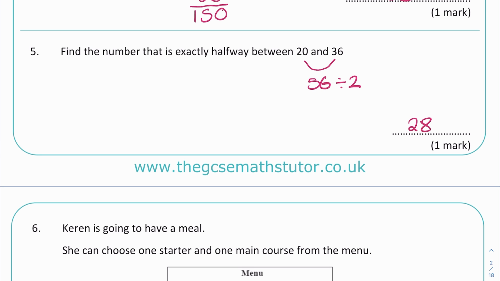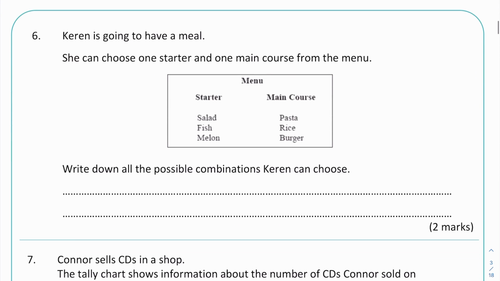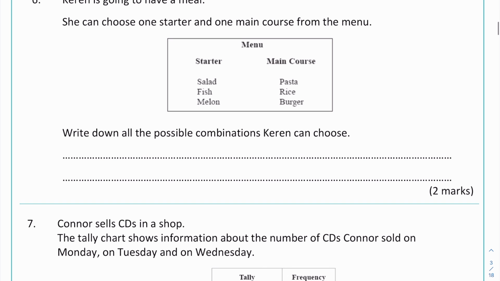So there we go. On to the next question, we have some combinations. So it says Karen is going to have a meal. She can choose one starter and one main course from the menu. Write down all the possible combinations Karen can choose. Now when doing these, it is okay to use the letter at the start. So when I'm writing salad for the starter, I'm also going to write P for pasta. So SP is absolutely fine for salad and pasta. I actually need to combine the salad with all the other mains, so I may as well just stick to salad. So salad and rice, and I can also have salad with a burger.